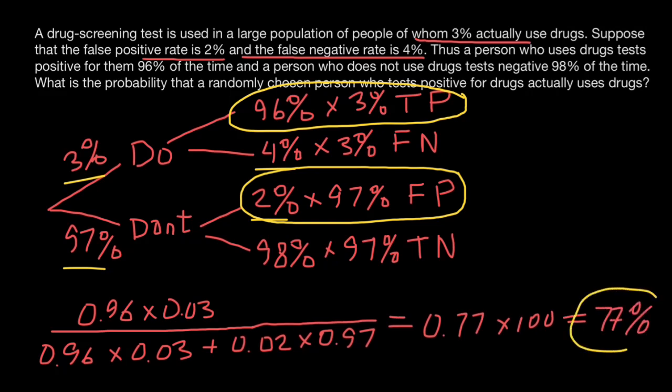So this is our answer. As you see, the first impression would be that if the accuracy of the test is 96%, and someone tests positive, then the probability would be 96% that this person used drugs. Actually, as you see, according to our calculations, this number is 77%.